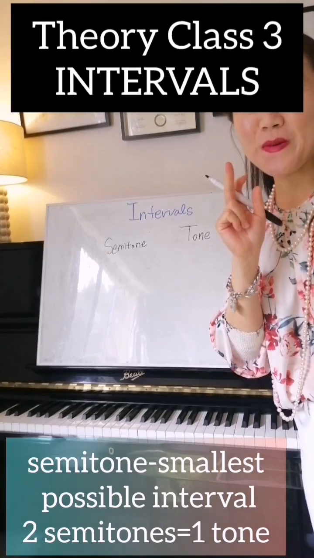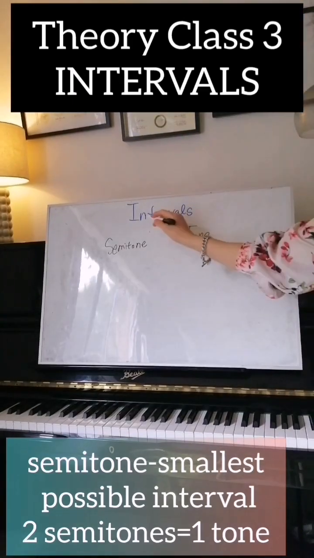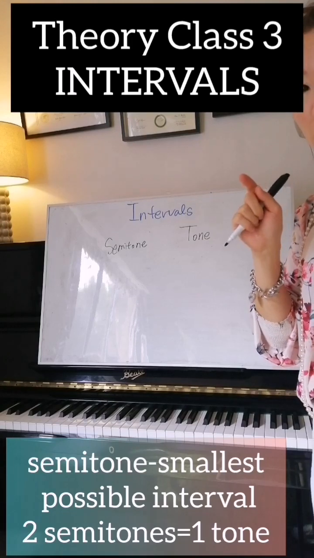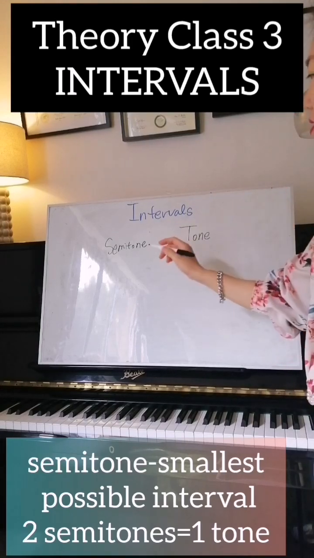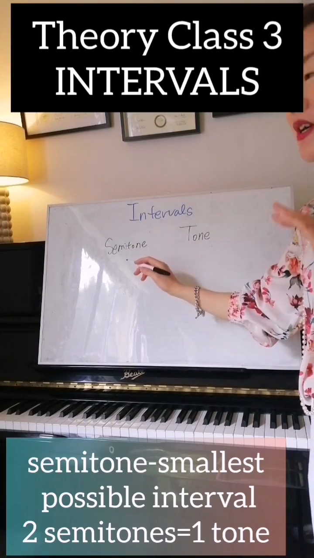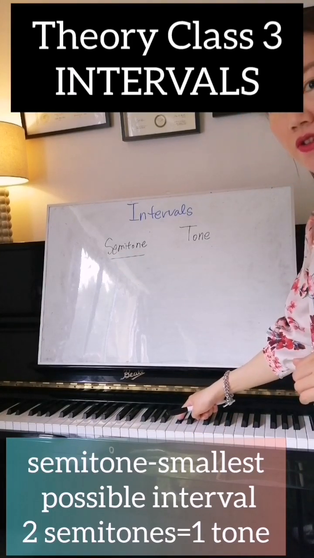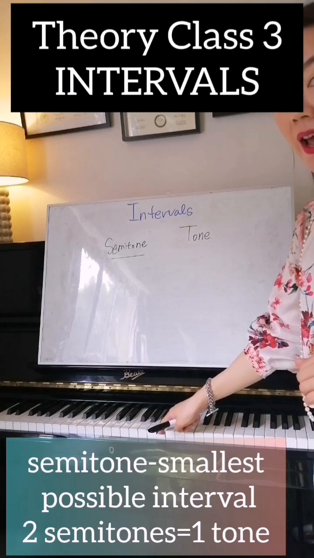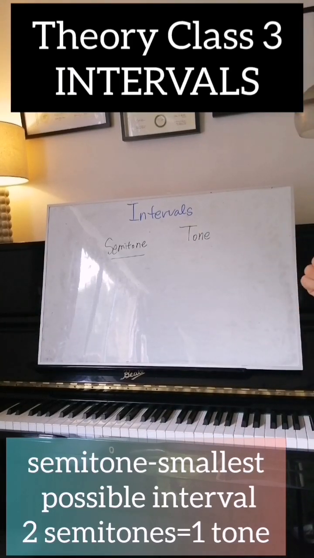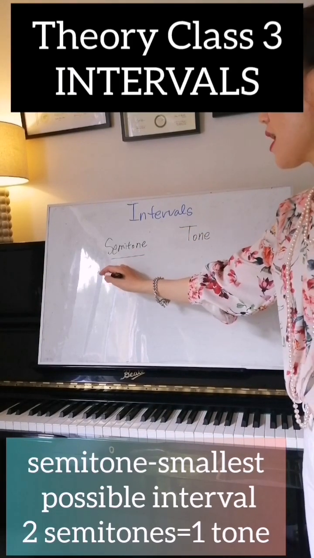Okay, today we're going to talk about intervals. Intervals means the distance between the notes. The smallest possible interval is a semitone. The very next key to the right or to the left is a semitone. Semitone is also called half step.